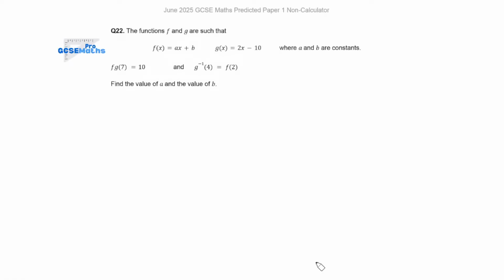Okay, 2 more questions. We've now got functions. Again, this is something that comes up quite a lot on the non-calculator paper. So we've got 2 questions here.